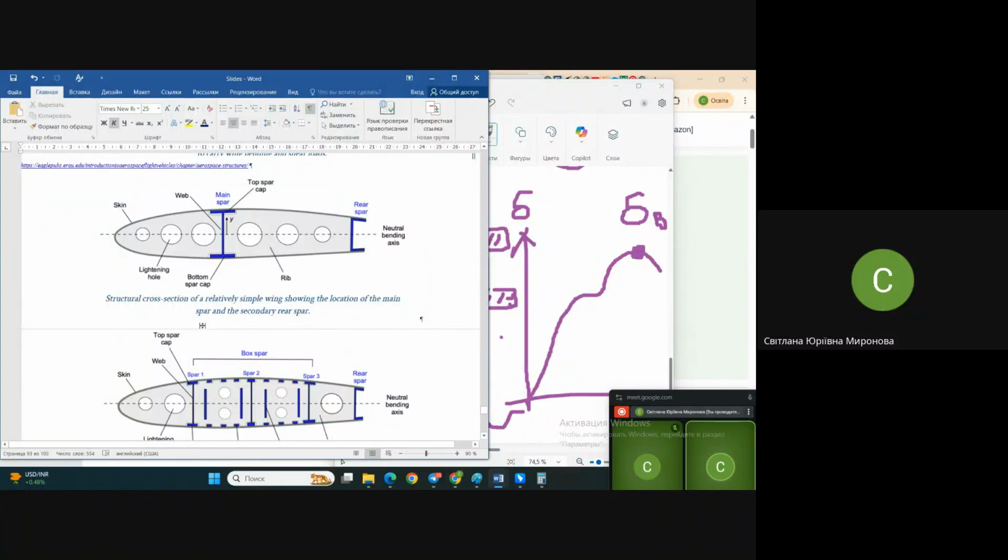There are two rather similar pictures. But what is the difference between them? I hope you do remember what I said about fuselage. There are monocoque structure, semi-monocoque structure, and longeron structure.